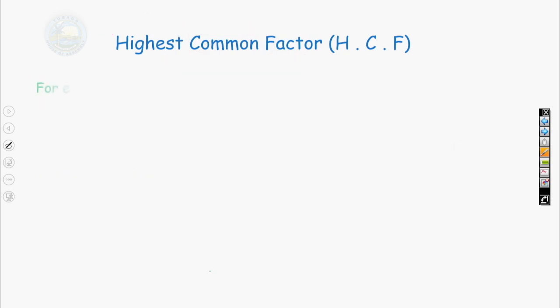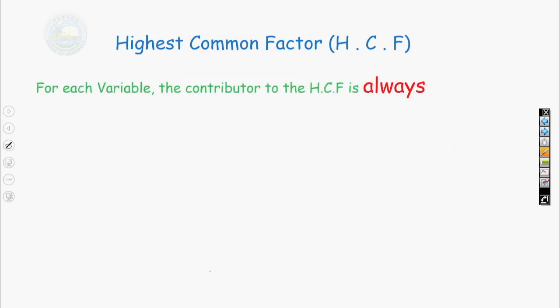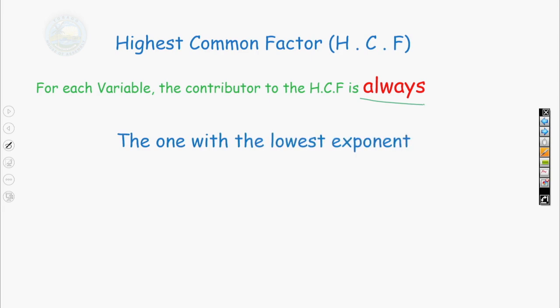The highest common factor is, for each variable, the contributor to the highest common factor is always, I put it in red, the one with the lowest exponent. What is exponent again? Exponent is the same as power. So the contributor for each variable to the highest common factor is always the one with the lowest power or exponent. So look here at our example. We are looking at 3m squared n fifth and 5m cubed n fourth. We want to determine the highest common factor.